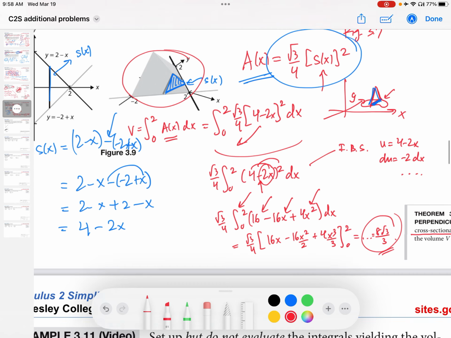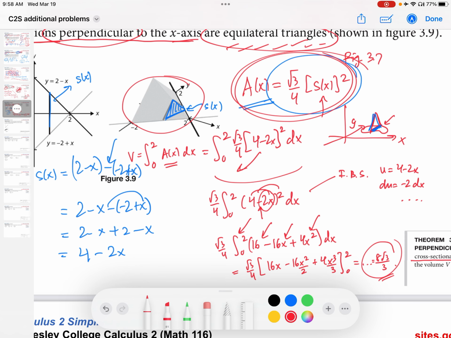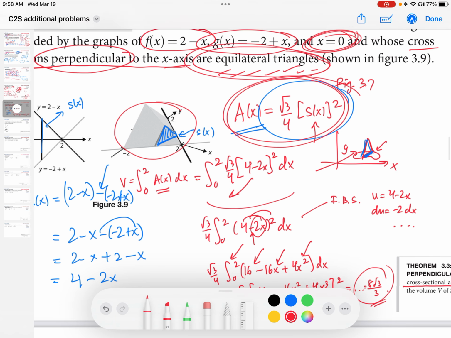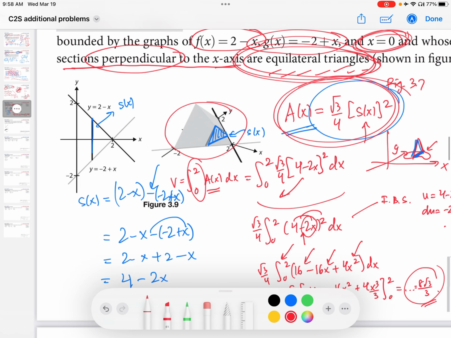Other things to check, right? Make sure you use the correct formula. This is, like I said, the formula for cross sections that are equilateral triangles perpendicular to the x-axis. If we had been told they were semicircles or squares, slightly different formula, so then your integral would be slightly different. Next thing to check is that you've got the right bounds. So we're only going from 0 to 2. We talked about that because this is the region that is the base of this solid that we are finding the volume of.